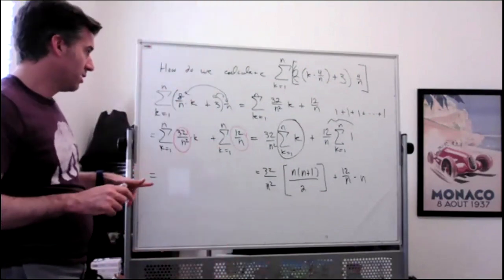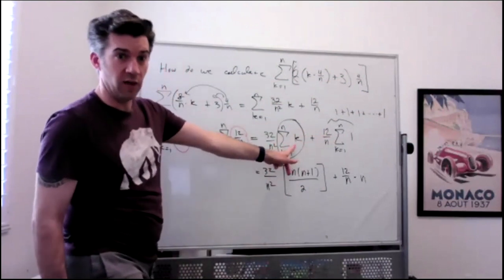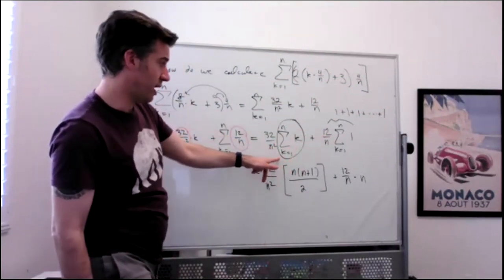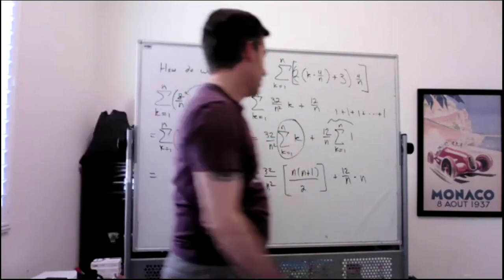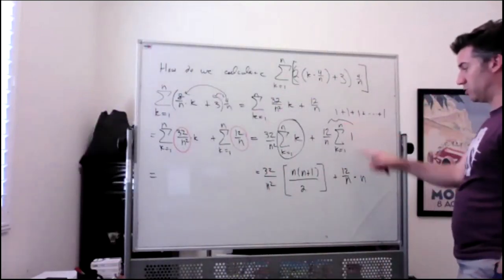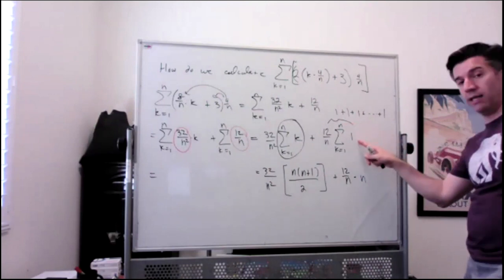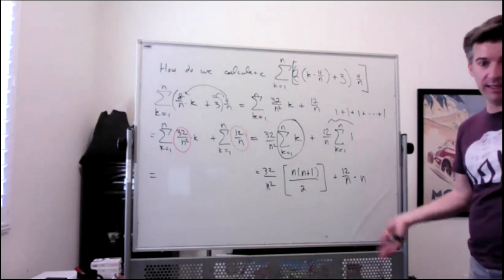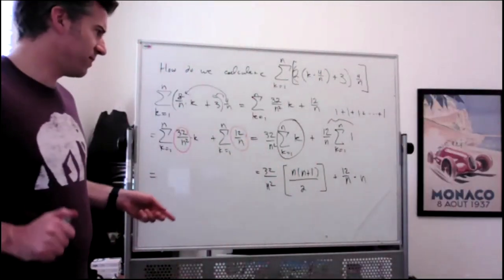Okay. So then we factored out the constant terms, and then we used the formula that we just talked about. The sum from k equals 1 to n of k is n times n plus 1 over 2. And the sum from k equals 1 to n of 1 is just n, because you're just adding up 1 n times.